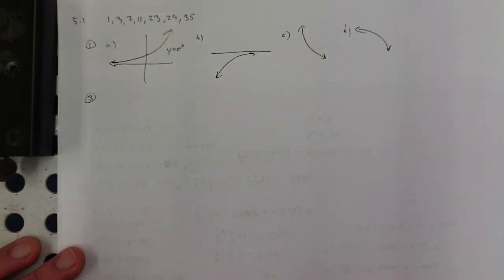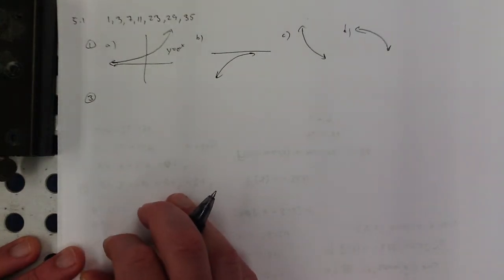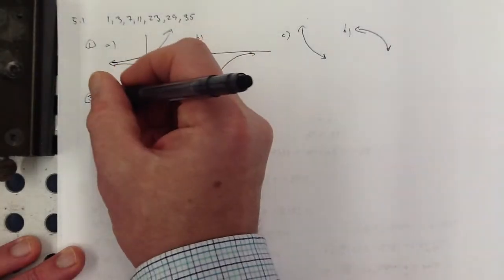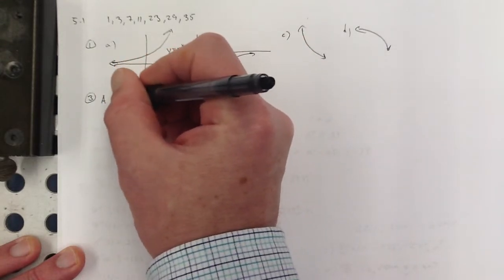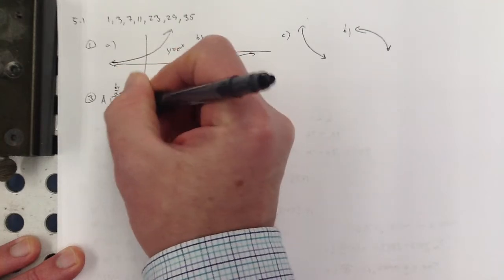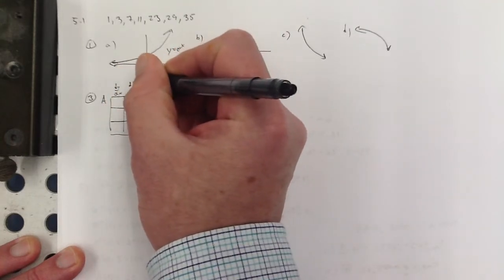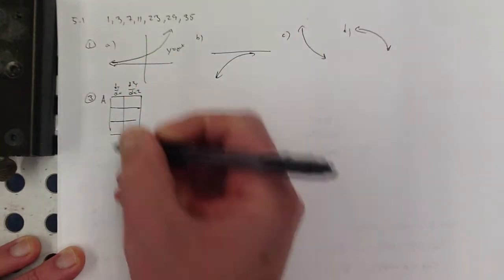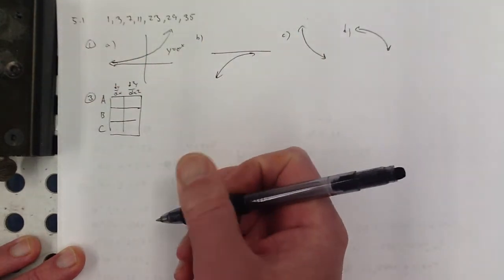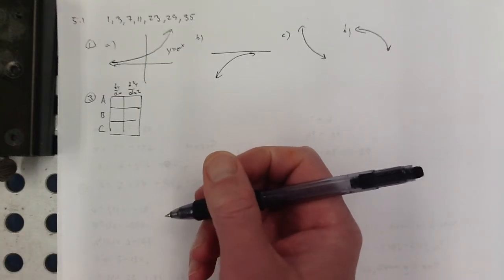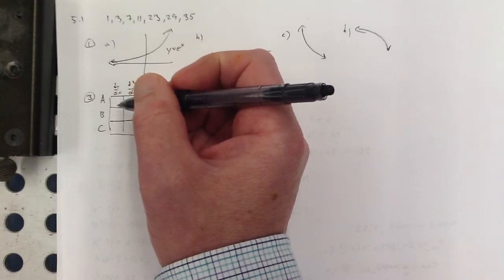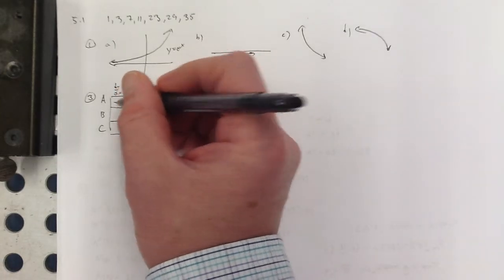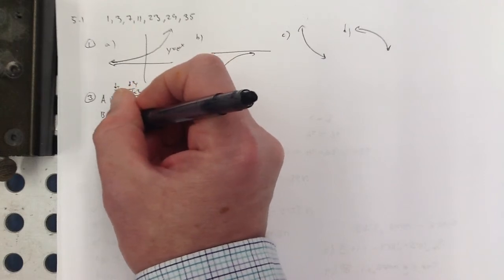All right. Number 3, use the graph of the equation in the accompanying figure to find the signs of dy/dx and the second derivative at the points A, B, and C. I'll make a little chart here. So here's the sign of dy/dx, and then the sign of the second derivative. The sign of the first derivative is just whether it's increasing or decreasing, because I am looking at the graph of the actual function. So A is decreasing, B is increasing, and C is decreasing again.